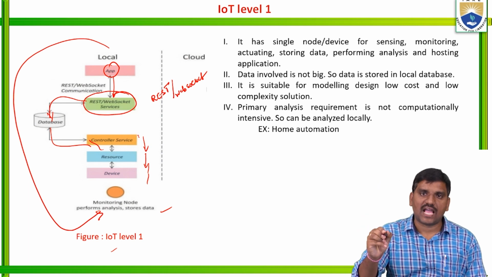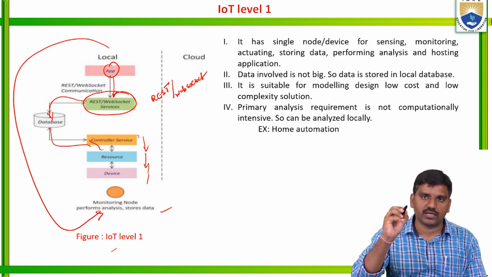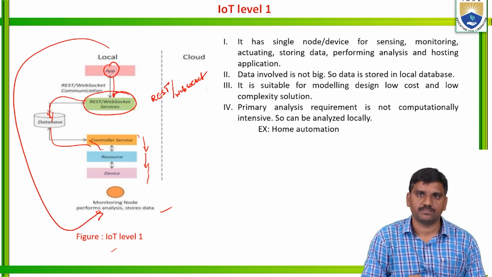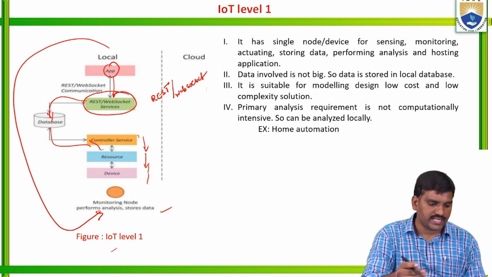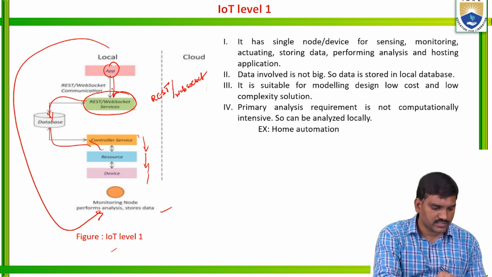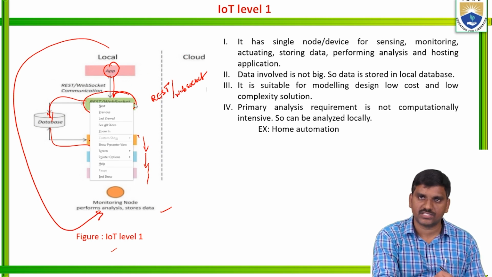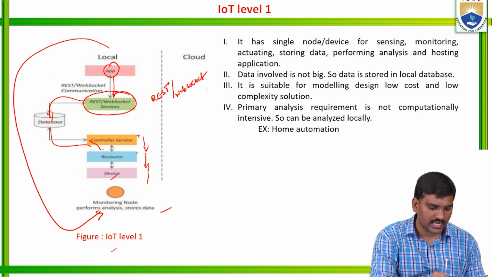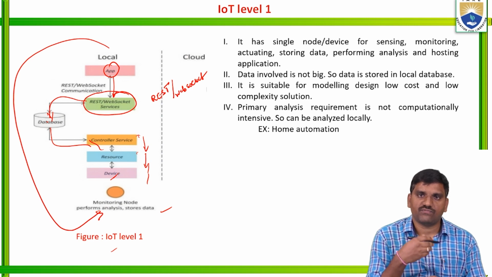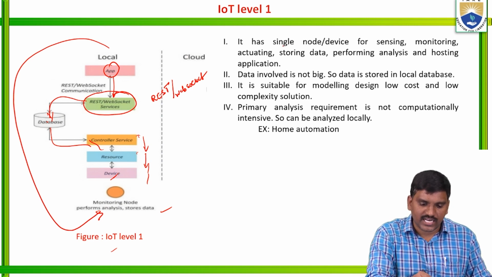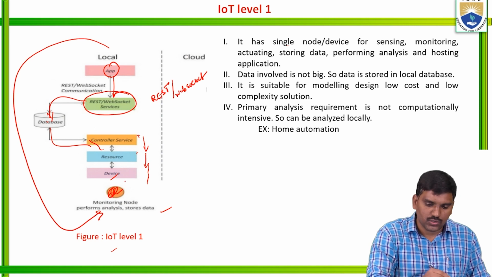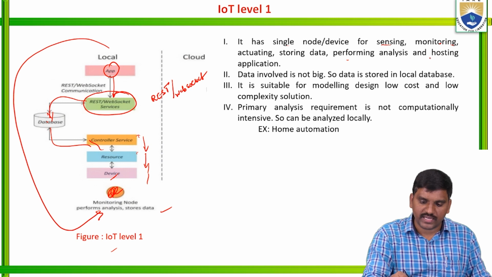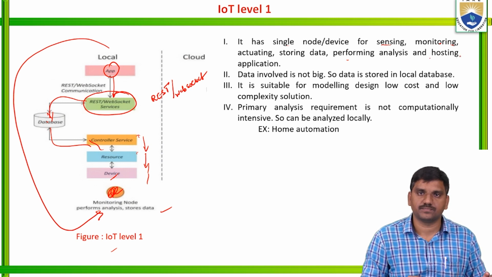So every level has different components, which were discussed earlier: device, communication protocols, REST and WebSocket communication protocols, database, control services, resources and lastly, devices. So this is the first level of IoT. It has a single node, a device for sensing, monitoring, actuating, storing data, performing analysis and hosting the applications.